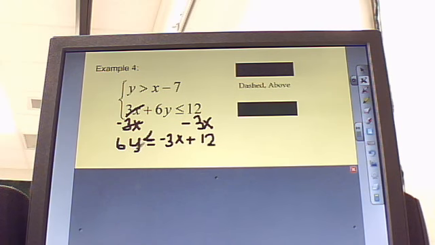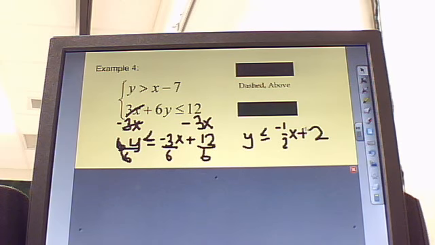To get the y by itself, I'm going to divide every single thing by 6. Remember to watch out for multiplying or dividing by negatives. If you do that, you've got to flip this sign. We didn't. I just want to bring that to your attention in case you forget. And then I've got y is less than or equal to. I can reduce my fractions. Negative 3 over 6 reduces to negative 1/2 x. And plus 12 divided by 6, of course, is 2. And that's my new equation.